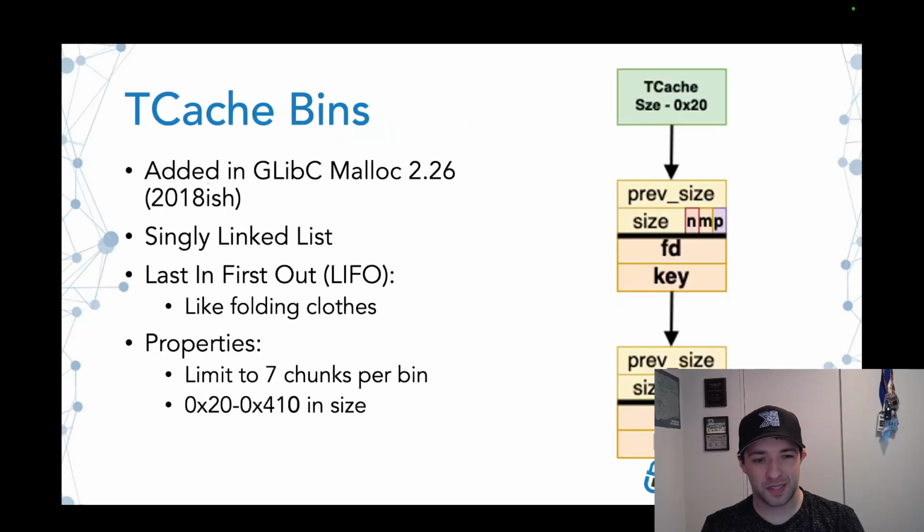The first one is the T-cache bin. The T-cache bin is the most simple. The T-cache bin is a thread-specific cache, and it is the first location that chunks look at. It is a singly linked list, and it uses last in, first out as its mechanism for taking chunks out.